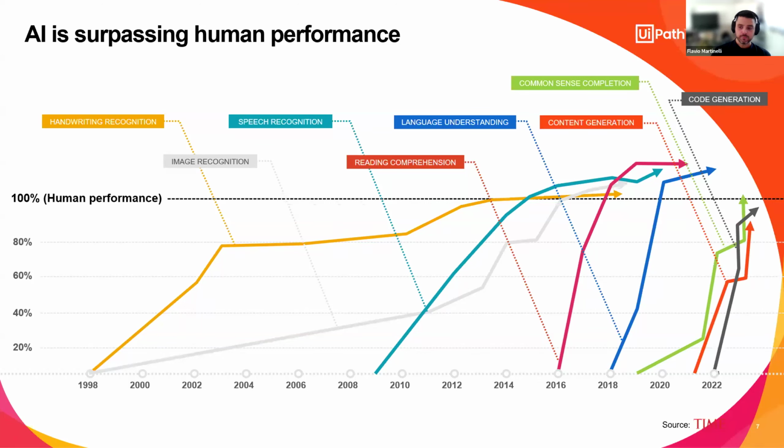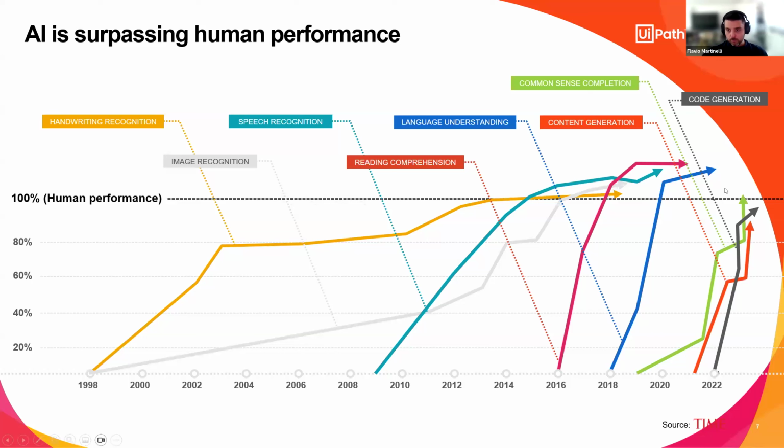As you can see, this is a timeline starting back in 1998, and this chart is showing how much time AI took to surpass human performances. So you can see that, for example, it took around 20 years for handwriting recognition to be better than us humans, and for image recognition, the curve seems a little bit higher.